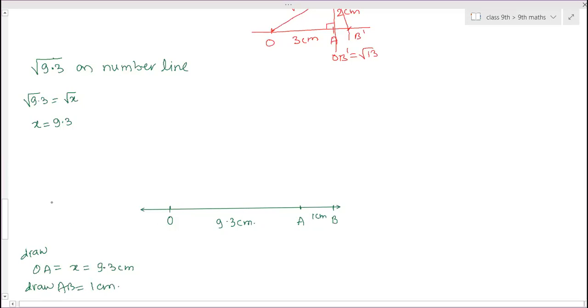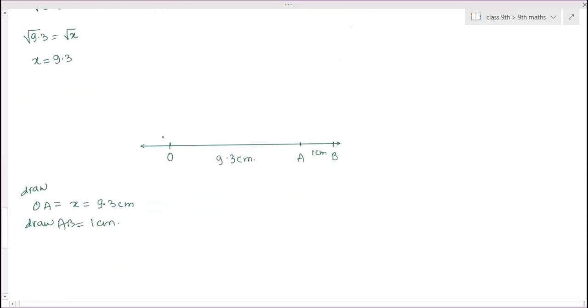Is it clear till this part? Yes, ma'am. One number line you have to take. The O to A distance is the given value of the square root number. Inside the square root, whatever number is present, that value you have to take on the number line. Then from A to B, one more point B we have to take, which is at a distance of 1 centimeter. Then we have to draw the perpendicular bisector of OB.